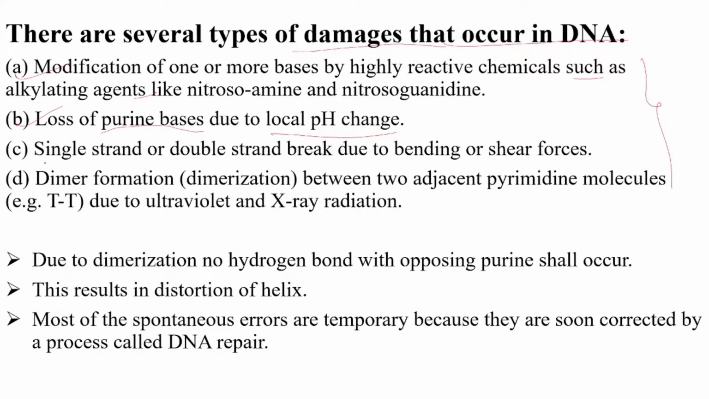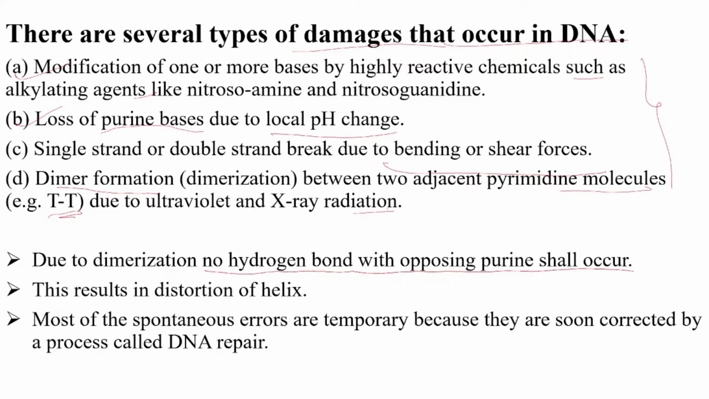Then the third one is single-strand or double-strand break due to bending or shear force. Then dimer formation, that is TT. We have talked about it there: two adjacent pyrimidine molecules due to ultraviolet and X-radiations. What happens due to dimerization? No hydrogen bond with the opposite purine shall occur.